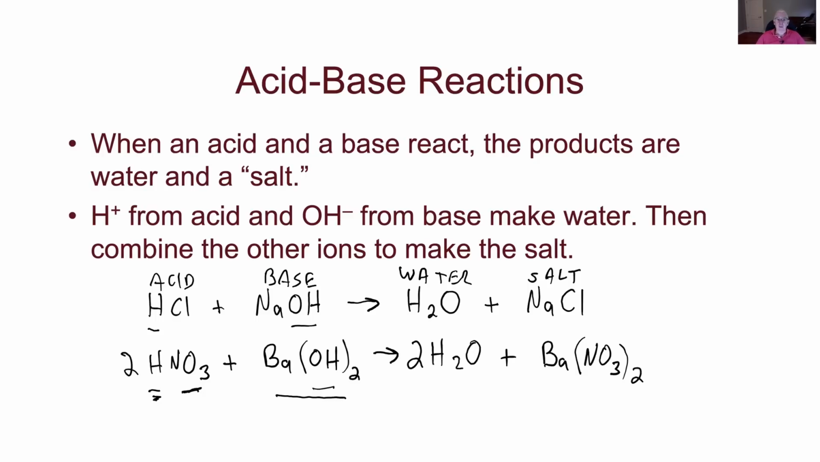Along with combustion reactions, acid-base reactions are the other category that there's enough generalizability that you should be able to say, I take the acid and the base, I'm going to get water for a product, and then I'm going to take the other ions and make whatever ionic compound those things could make. And that's going to be what we call the salt.